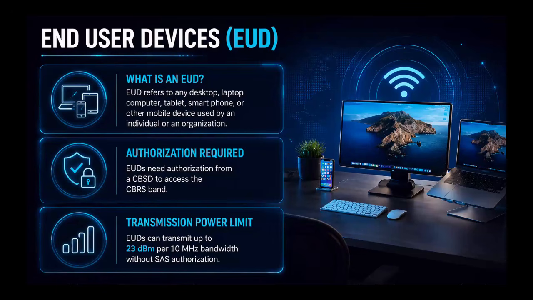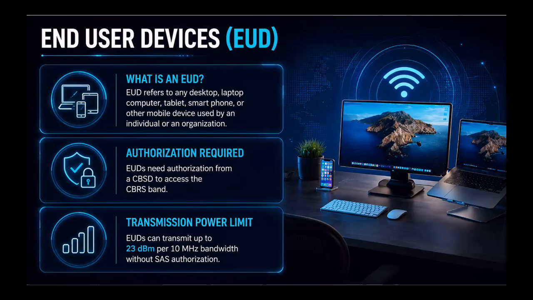Again, what is an EUD? An EUD, end user device, is any device that people use to connect to the private LTE or private 5G network. It can be laptops, tablets, desktop computers, IoT devices, smartphones, all these kinds of things. And these devices do not communicate directly with the SAS. Instead, they first connect to a CBSD, which acts as a base station. The CBSD communicates with the SAS, gets its permission to use the spectrum, and then provides wireless service to the end user devices.